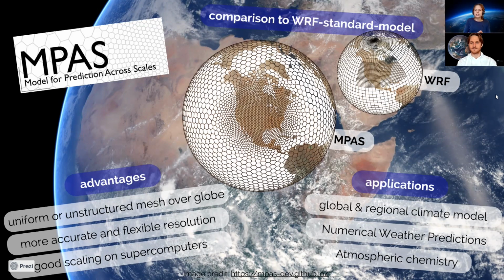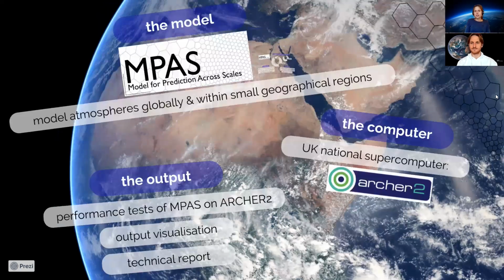Compared to the standard Weather Research and Forecasting model, the MPAS mesh is not arranged along longitudes and latitudes, but is instead a centroidal Voronoi mesh, which makes it more accurate and flexible in resolution, and also shows good scaling properties on supercomputers. So we ran this MPAS model on the UK national supercomputer Archer 2, and we're going to show you in the next few minutes our results from the performance tests, as well as present a few examples of our visualization output.